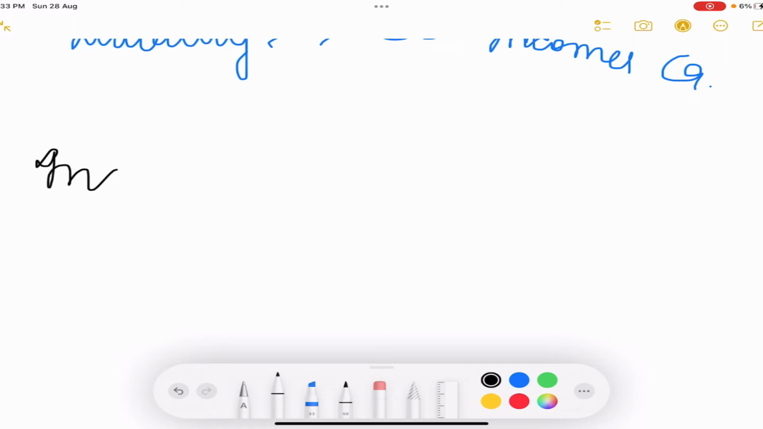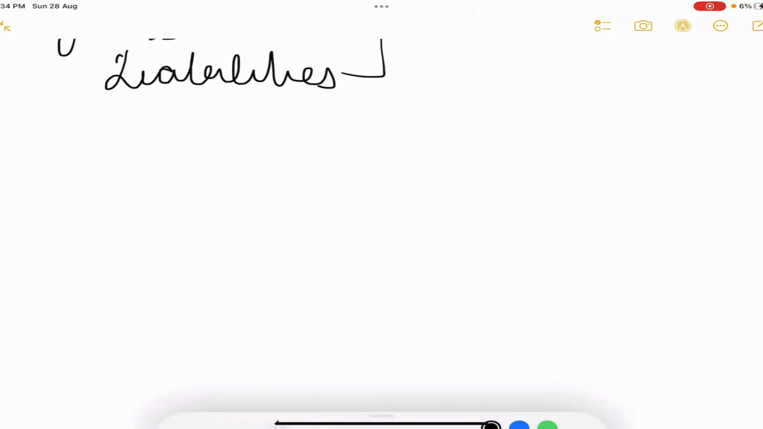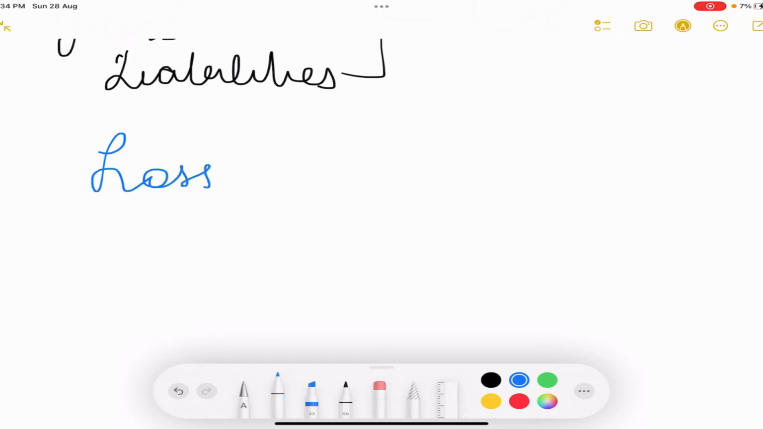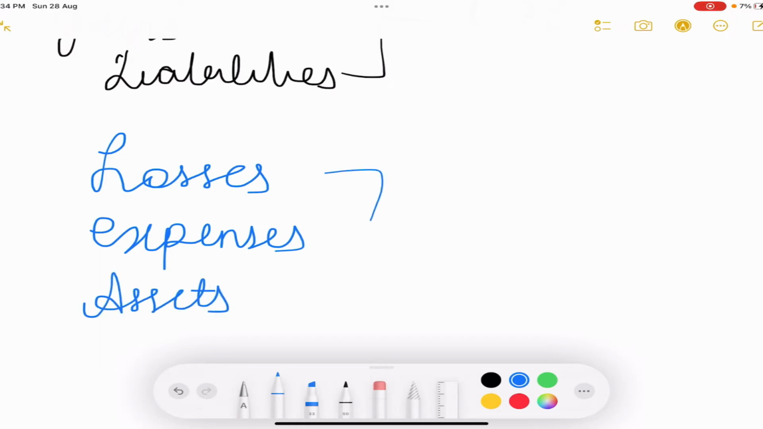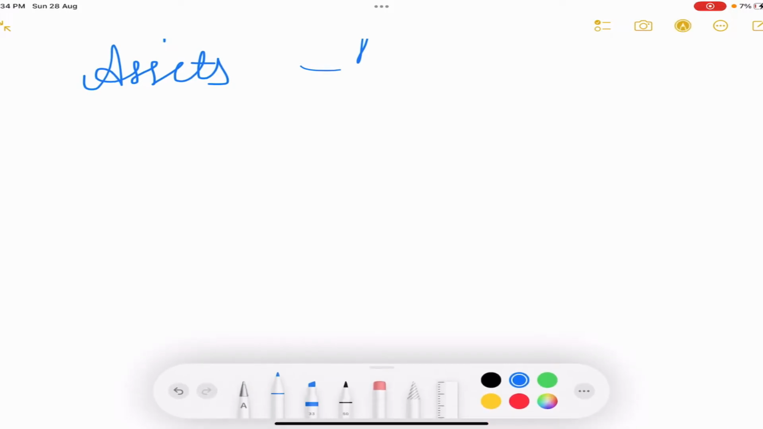So you know where incomes, gains, various other liabilities, incomes, gains and liabilities, they all have a credit balance. And what about the rest which we have seen? So whenever you have losses or expenses and assets, they get nothing but debited. So now when it comes to the journal entries, let's see how it goes. Let's have a question wherein we have made a purchase.